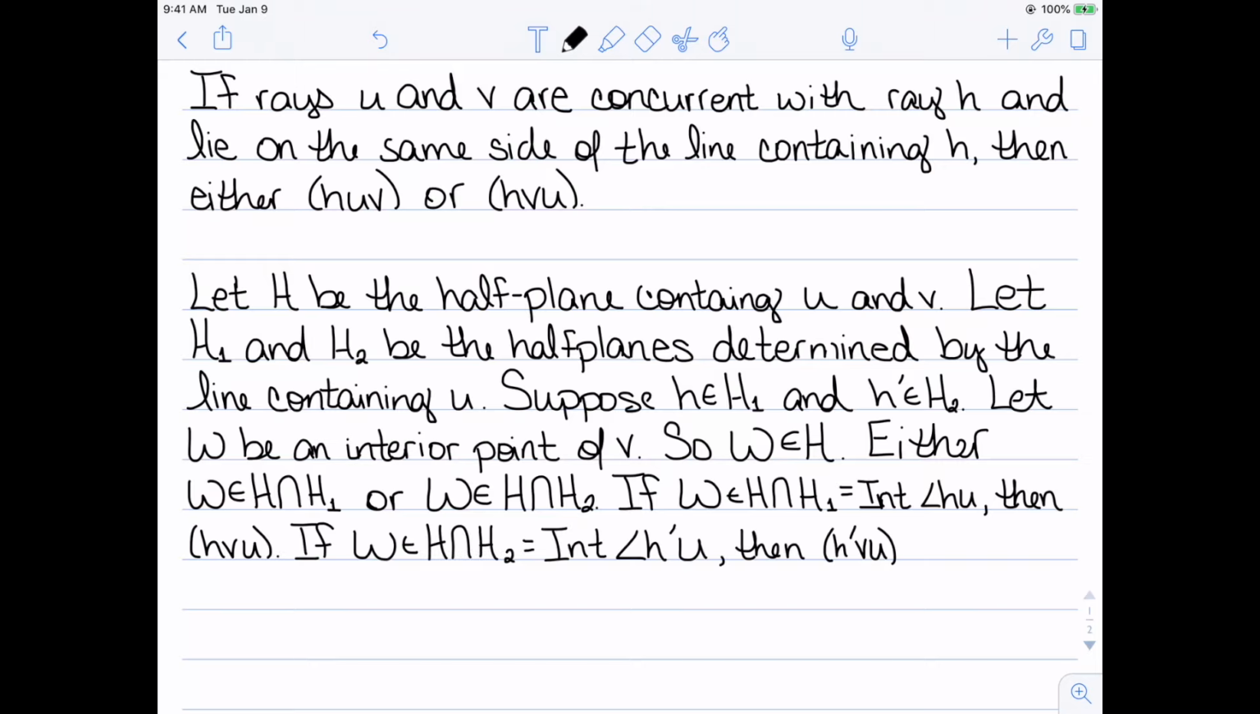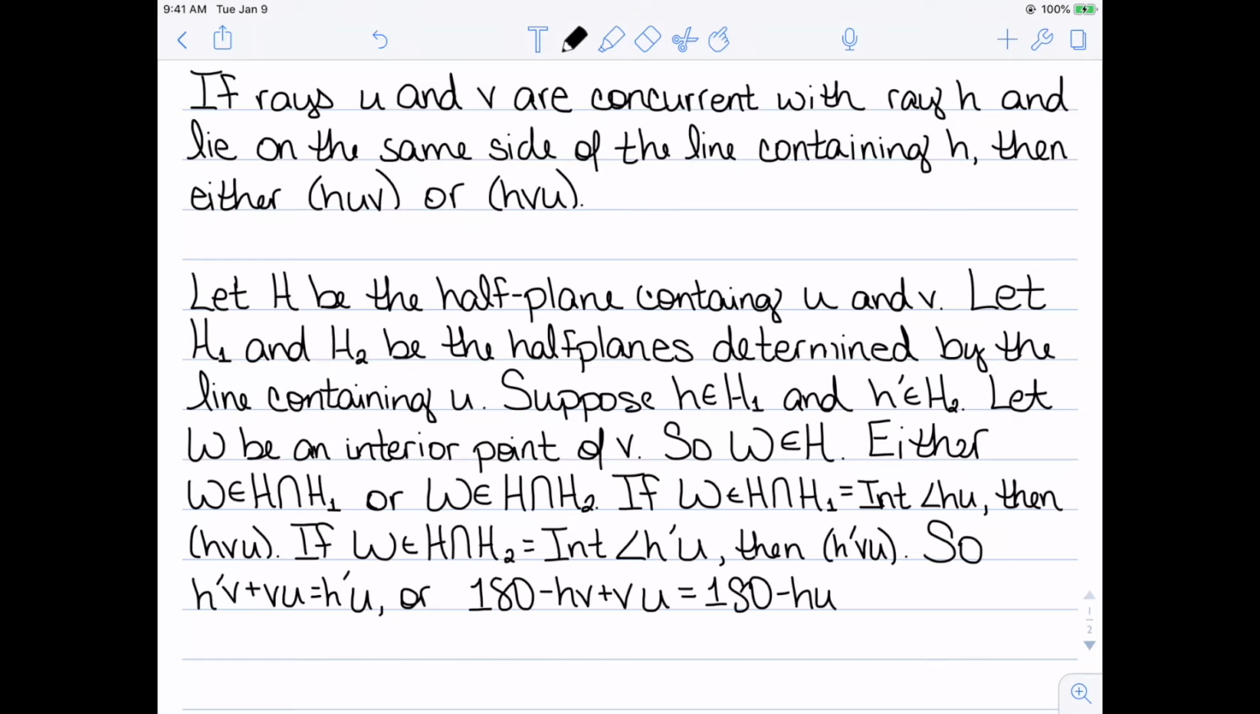If w is in h intersect h2, that is the definition of the interior of angle H prime U, which gives us H prime VU, once again by axiom 10. So that means that H prime V plus VU is equal to H prime U, or by the linear pair theorem, I could rewrite this as 180 minus HV plus VU is equal to 180 minus HU. So rewriting that equation gives us HU plus VU is equal to HV, which by definition means I have the betweenness relation HUV.